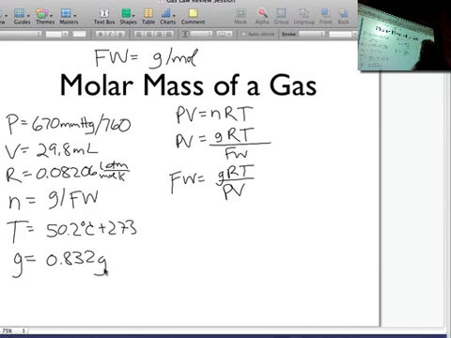I would not worry about it. Milliliters? Should we convert that to liters? Ask the group. Yes. They will say yes. Yes.